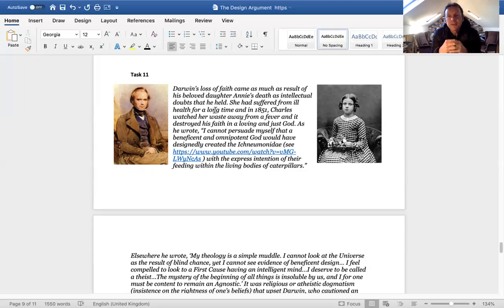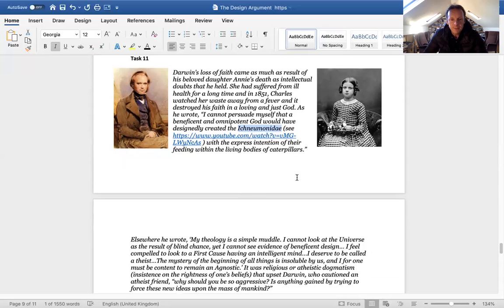Just read, or watch that clip there, that tells you about the wasp, whose Latin name I can't pronounce, which he sees as part and parcel of evolution. That doesn't pose a problem if evolution is just part of the blind forces of nature. But if it's part of the beneficent, the good and just work of God, then it's a problem.